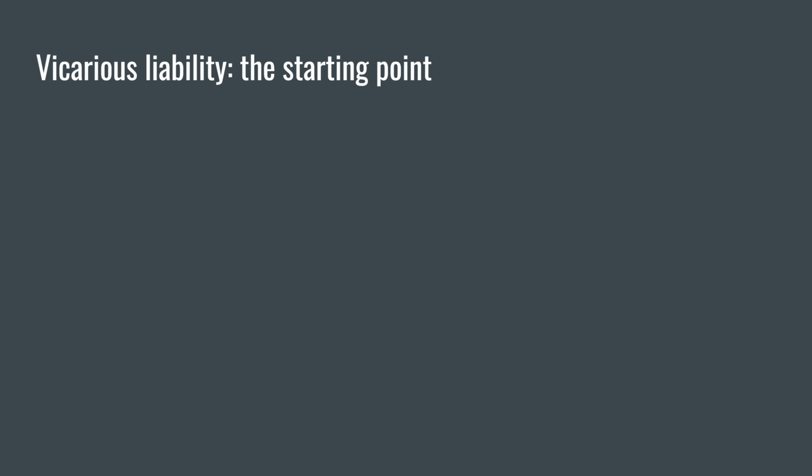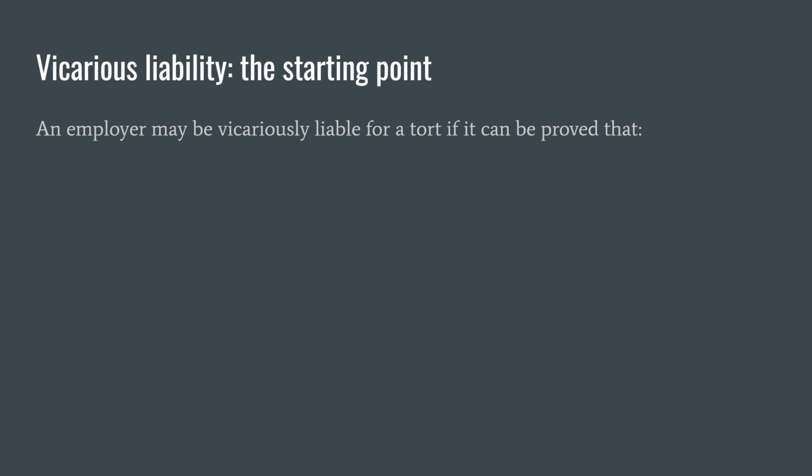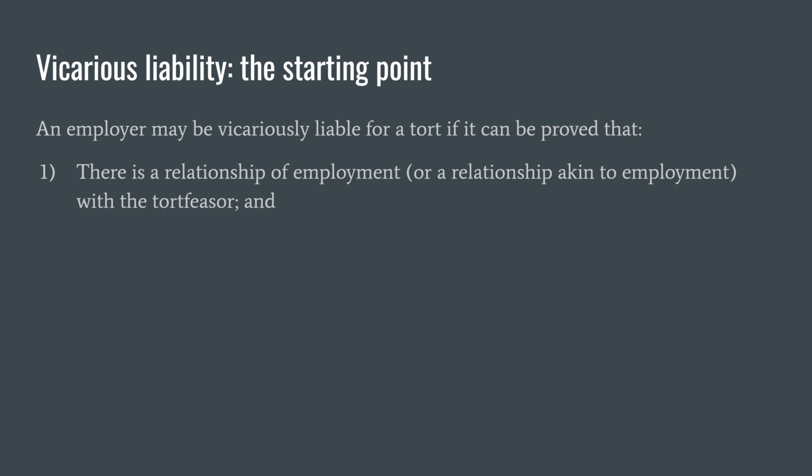So let's have a look at the elements. An employer can be vicariously liable for a tort if there's a relationship of employment or a relationship akin to employment with the tortfeasor. Akin just means similar to, and the sufficiently close connection test is satisfied.